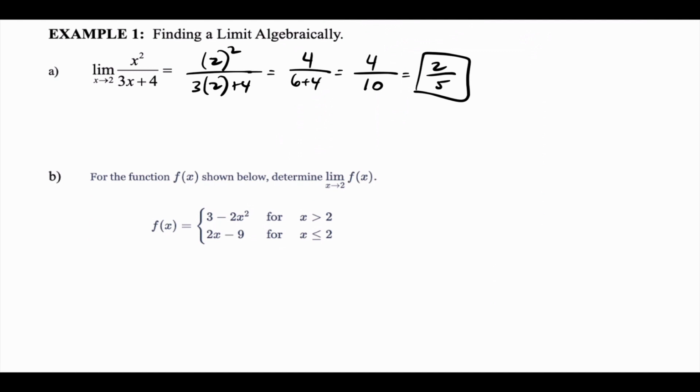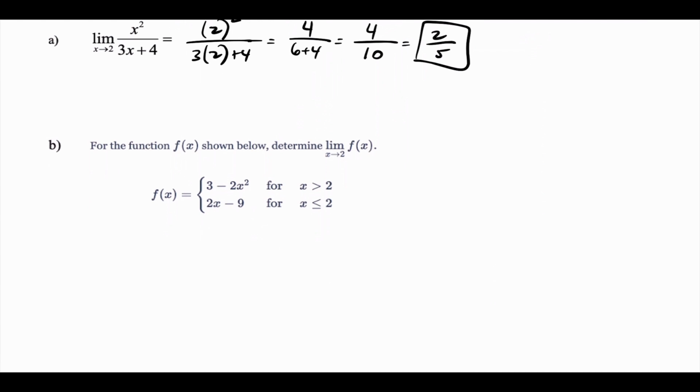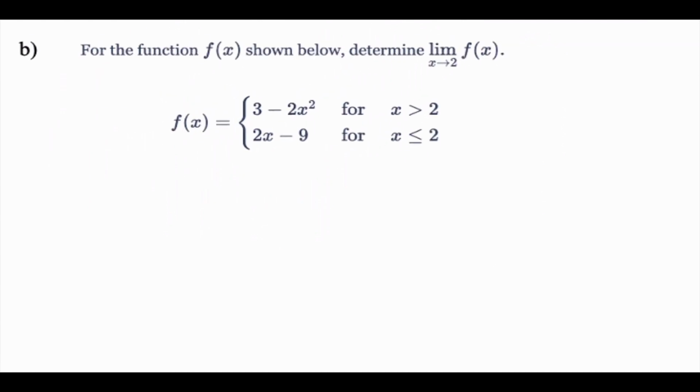Okay. B. B is a piecewise. It's got 2 pieces. It's got a piece on top and a piece on bottom. This is the first piece. This is the second piece. So it says, find the limit as x approaches 2 for f of x. F of x got 2 pieces. It's got more than one.